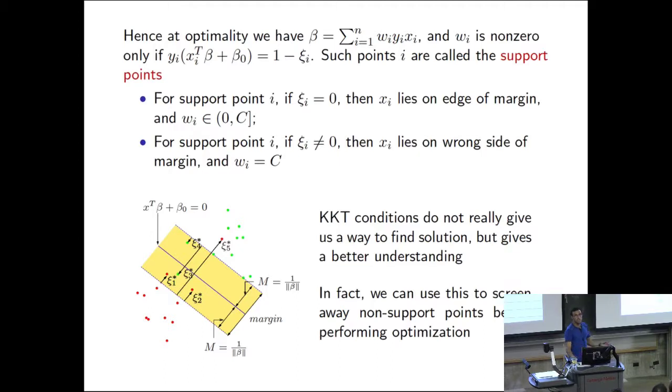And so if you're running SVM on a huge problem with, say, tens of millions or hundreds of millions of samples, if you could screen away a lot of samples ahead of time before you run the SVM, that could really save you a lot of computation. That's something called screening rules, which you're going to be looking at on your homework. It comes directly out of a KKT condition argument like this one.